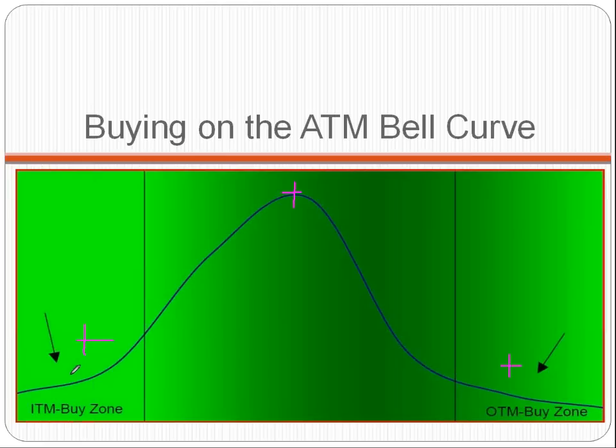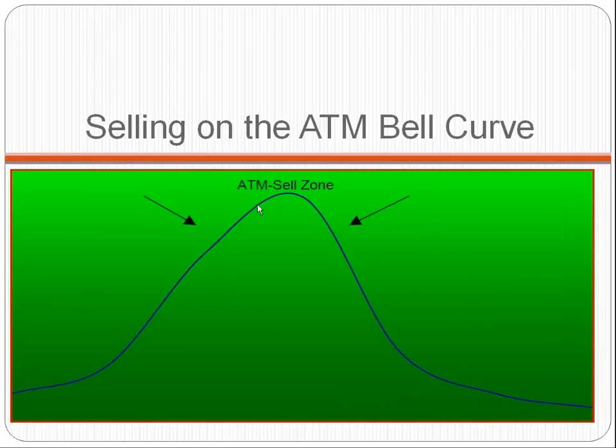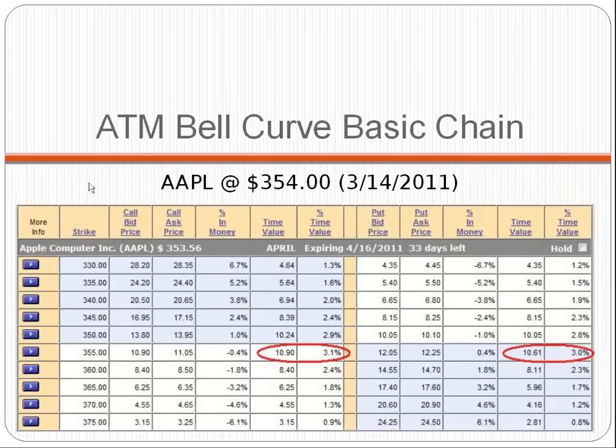Now, the in the money is more expensive because you're paying intrinsic, but you have lower time value. So when we want to buy, we're going to buy in the money or out of the money, so we're not paying into a lot of time premium. Of course, when we're selling, we want to sell at the money to maximize the premium we're taking in.